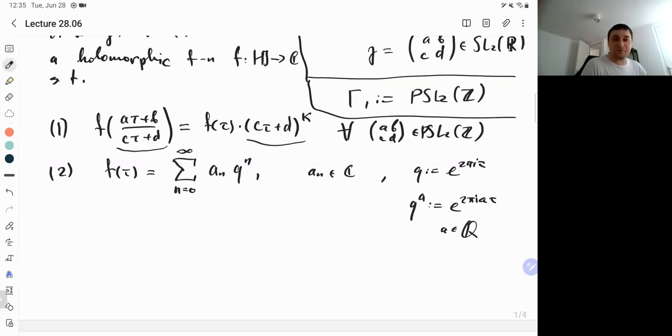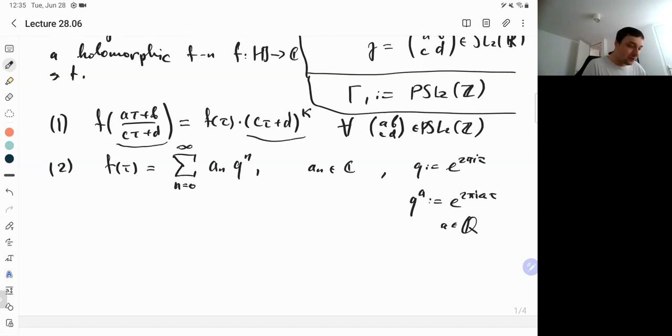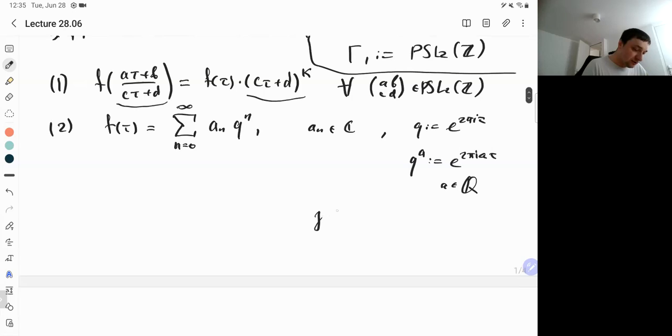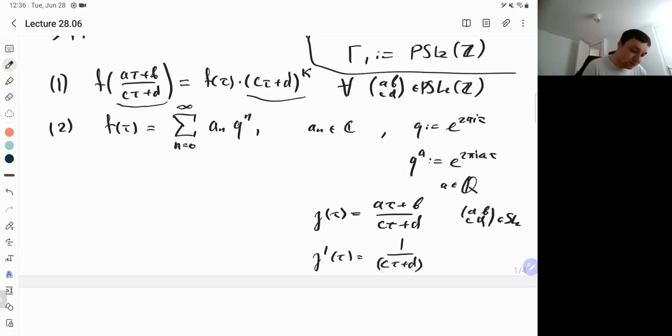But there is a better explanation. In a moment I will give a few more motivating reasons why it's only the denominator that appears. Roughly, the reason is that if you think about gamma tau, a fractional linear transformation, where (a b; c d) is in SL2, then gamma prime of tau is just 1 over (c tau plus d) squared. And this is really the reason why this factor appears and not the numerator.